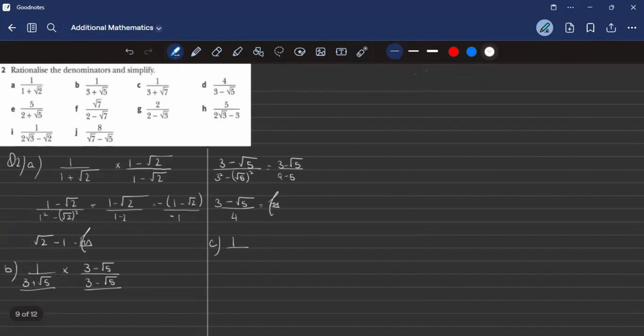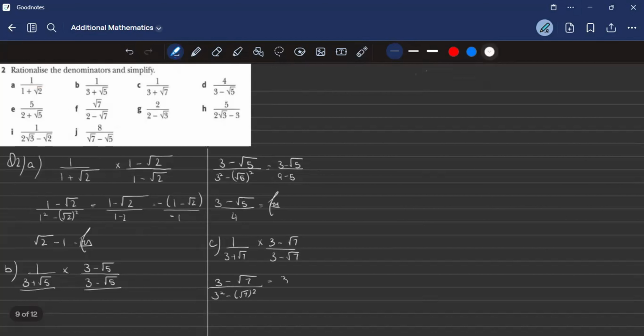For part C, we have 1 divided by 3 plus under root 7. Again, there are conjugates here. Use them. 3 minus under root 7 divided by 3 minus under root 7. We get 3 minus under root 7 divided by a plus b, a minus b, which is going to be a squared minus b squared.